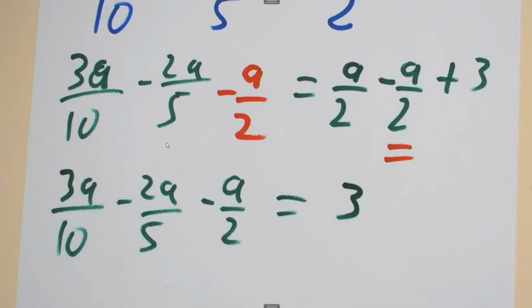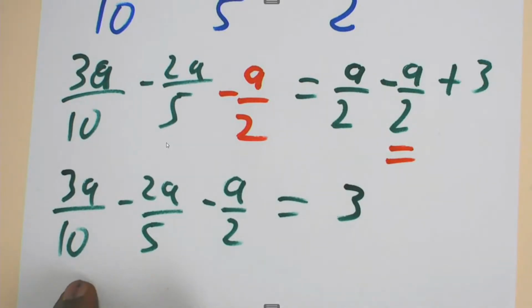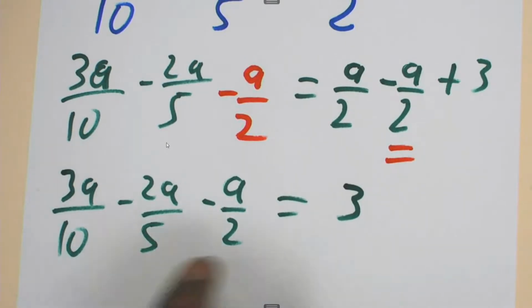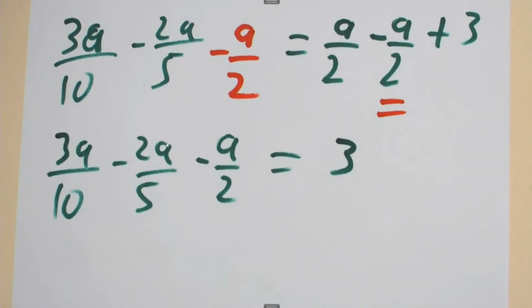We have succeeded in doing that. The next step now is fractions. 5 is a factor of 10, therefore we can use the LCM of 10. 2 is a factor of 10, therefore we can use an LCM or LCD of 10. We want everything here, the denominators, to be equal to 10. Remember, that's what we do in fractions.